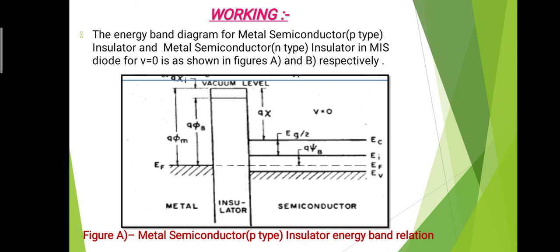The conditions are different. The first figure shows the metal, insulator and p-type semiconductor energy band relation, and the second is for n-type semiconductor. So this is the first figure. In this figure the left hand side is a metal, and in between the metal and semiconductor there is an insulator, that is the middle part, and the right hand side is nothing but the semiconductor material.